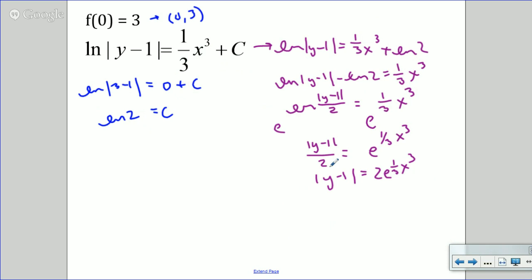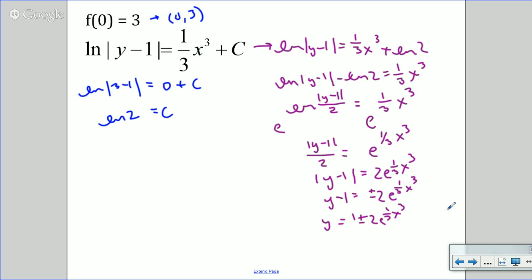Now what do we need to get rid of? Well, now we need to get rid of the absolute value bars. Do you remember how to do that? For that, we just put a plus or minus on the other side. So if you want to drop absolute value bars, you can simply put a plus or minus on the other side. And we're just about there. Add 1 to both sides. You get y equals 1 plus or minus 2e to the 1/3 x cubed.